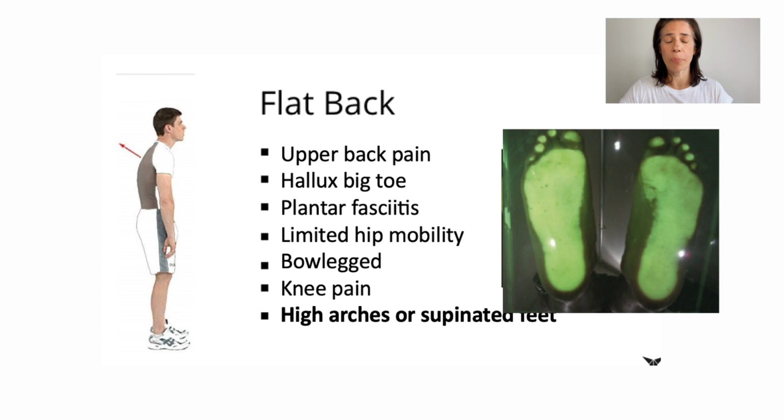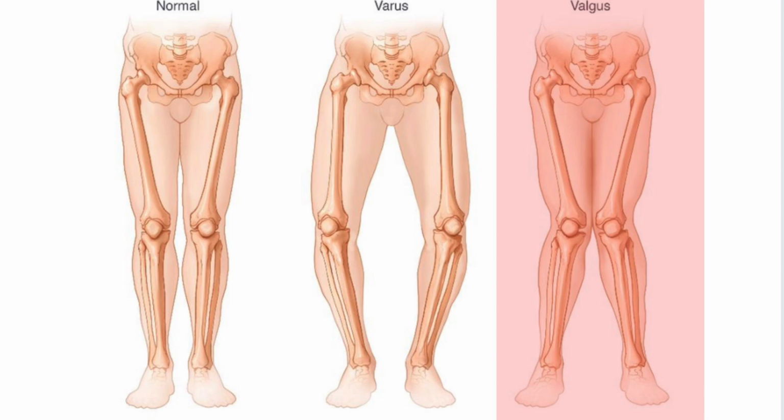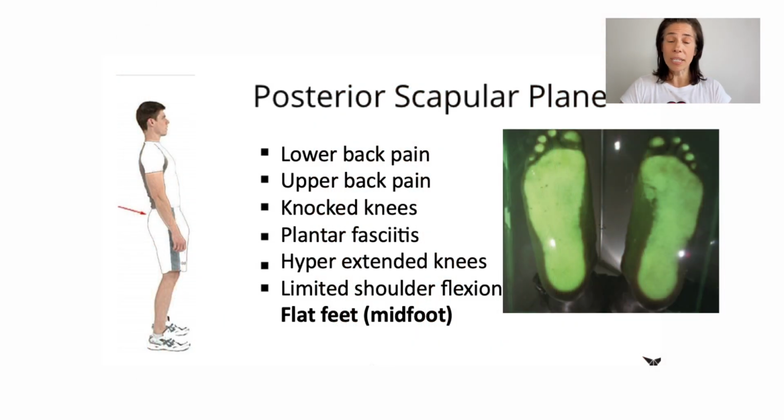Next, we have the posterior scapular plane, which is when your glutes move forward in comparison to your upper body. And because of this reality, this can create a lot of pain at the level of the lower back, at the level of the upper back, in the frontal plane. This can also create a condition called knocked knees, plantar fasciitis. You may also have hyperextended knees when you're standing in an upright posture, limited shoulder flexion bilaterally.